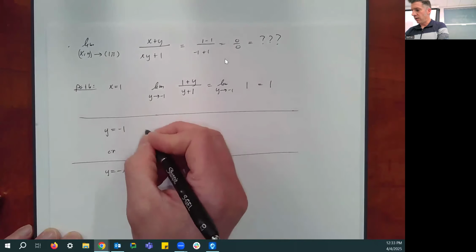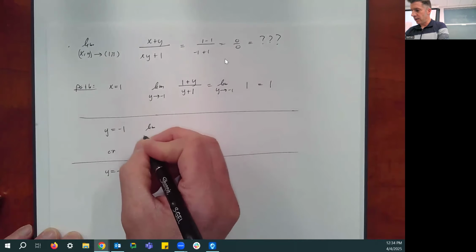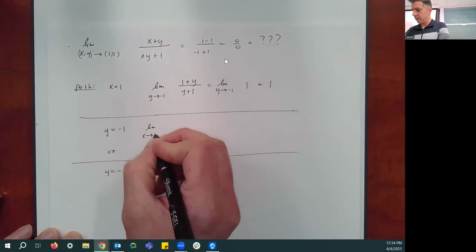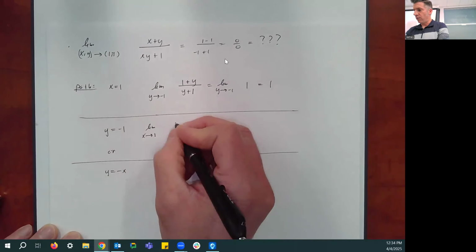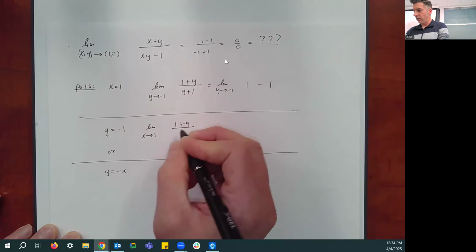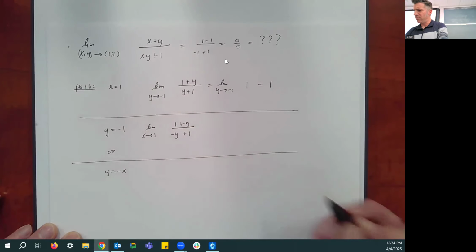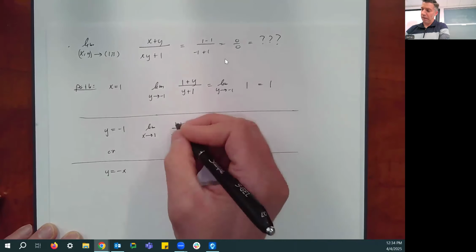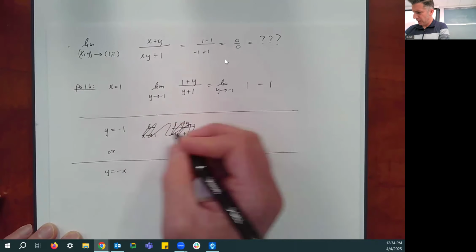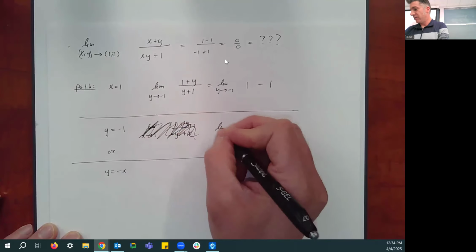we're going to get the limit as x approaches positive 1. And then we have 1 plus y over negative y plus 1. I feel like I'm doing something stupid. What am I? Oh my gosh. I'm ashamed. I'm embarrassed. No, it's okay. So let's try that again.